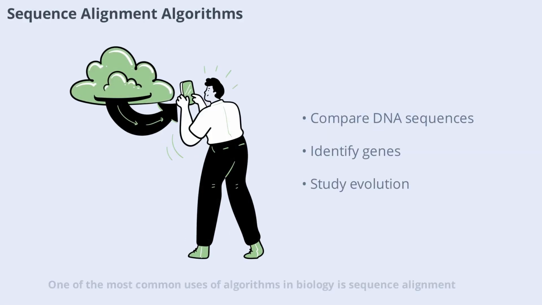One of the most common uses of algorithms in biology is sequence alignment. These algorithms compare DNA, RNA, or protein sequences to find similarities and differences. This is crucial for identifying genes, understanding evolutionary relationships, and diagnosing diseases. Popular alignment algorithms include BLAST and Smith-Waterman, which use different strategies to match sequences. By aligning sequences, researchers can uncover hidden connections and gain insights into the function and history of genes.